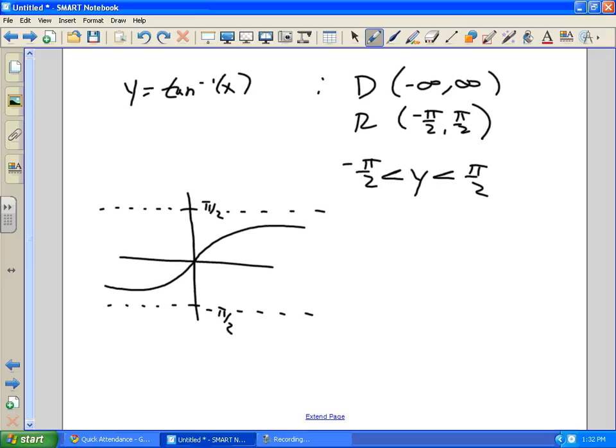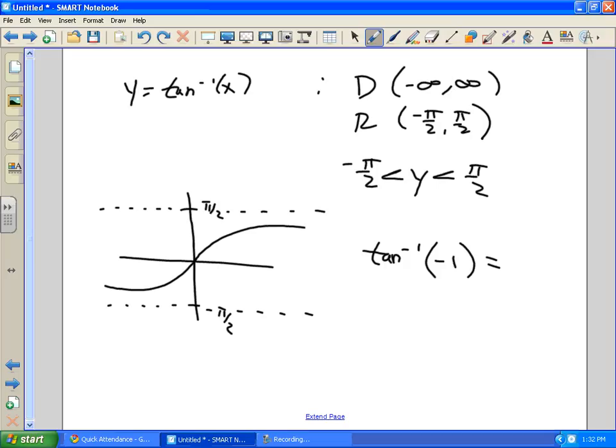If I said to you, the inverse tangent of negative 1, where is that? Where is the tangent negative 1? Second quadrant and fourth quadrant, not third. And what is the angle? It's 3 pi over 4, which is out of range, and 7 pi over 4, which is in the right quadrant.